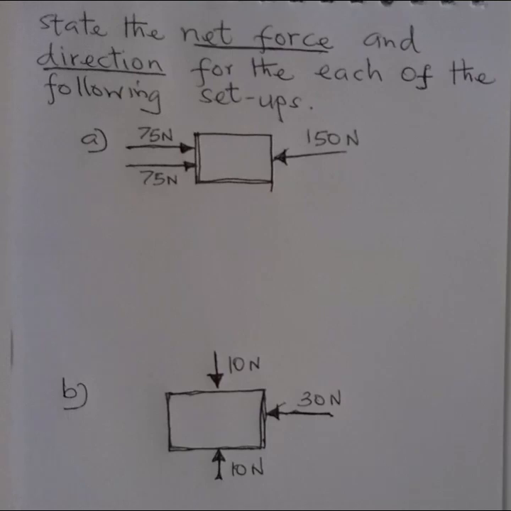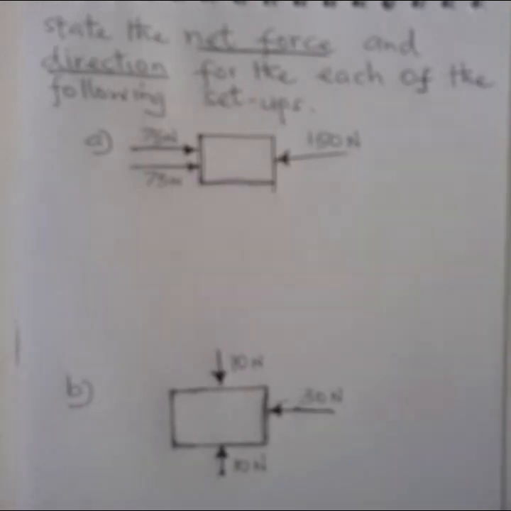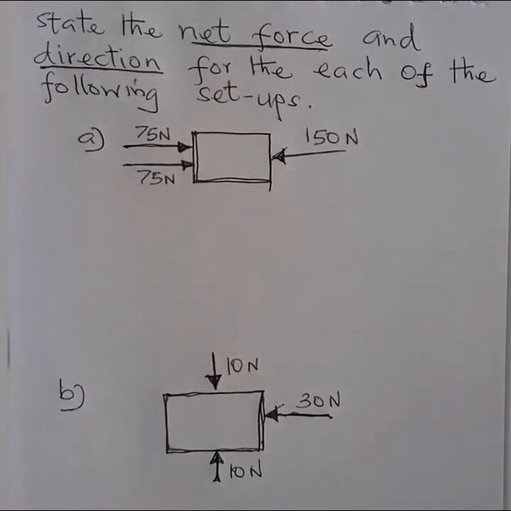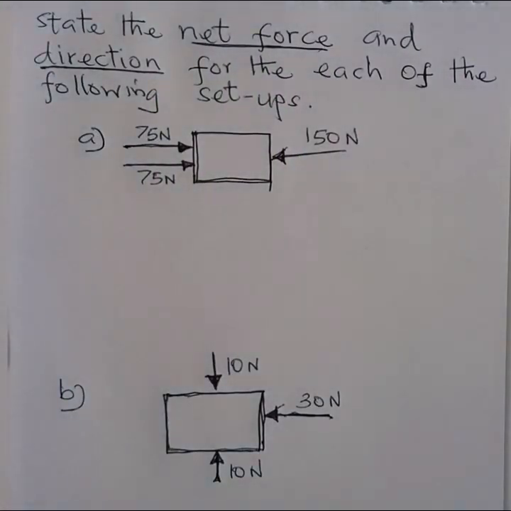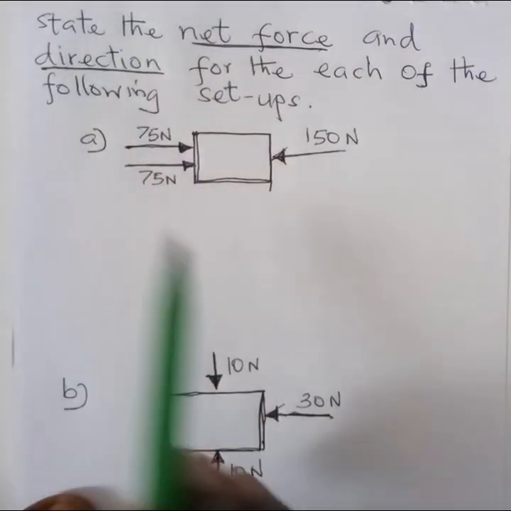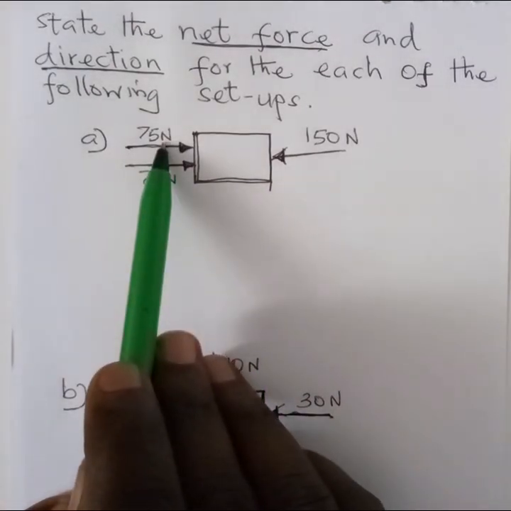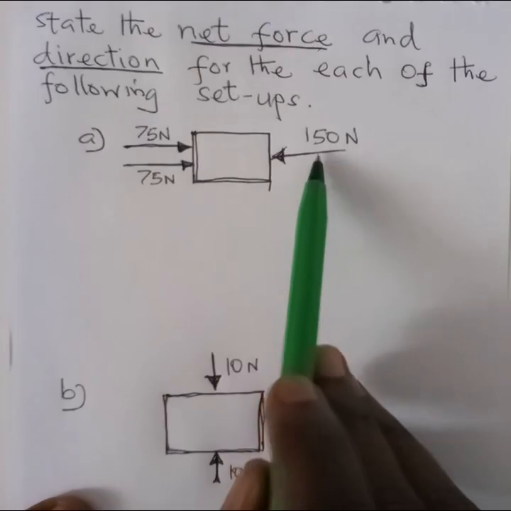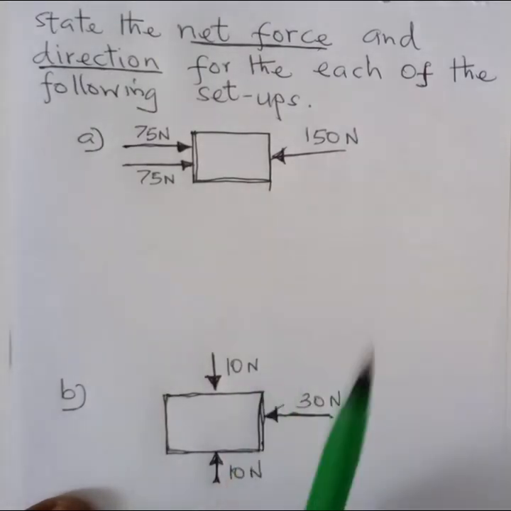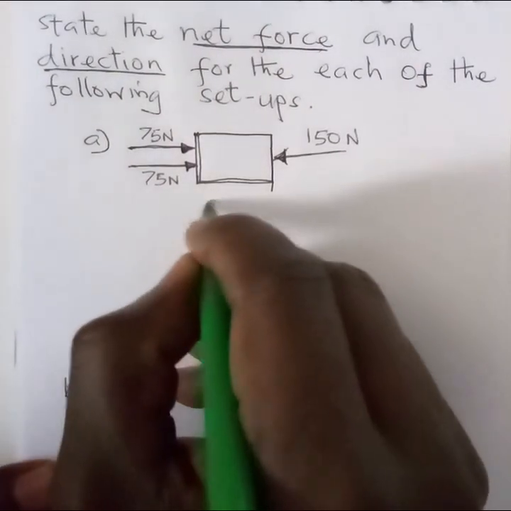Now let's look at this question. It reads, state the net force and the direction for each of the following setups. So we said net force is the sum of all the forces acting on a body. So to start with part A, we have three forces as you can see. We have a force of 75 Newton, a force of 75 Newton, and lastly a force of 150 Newton.